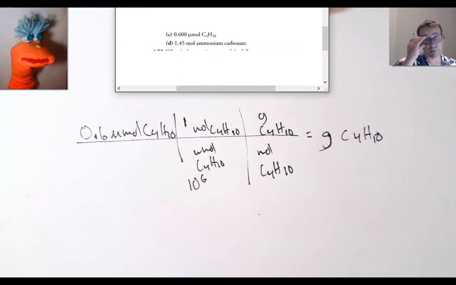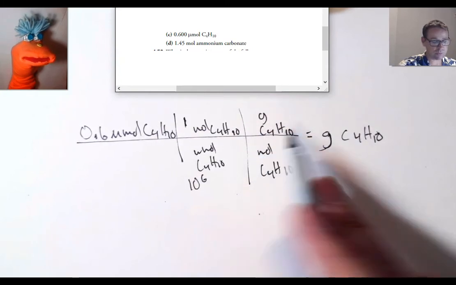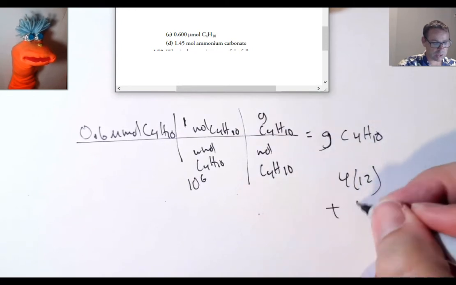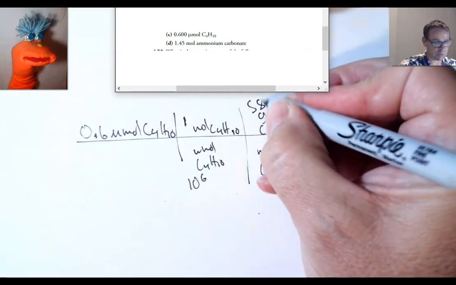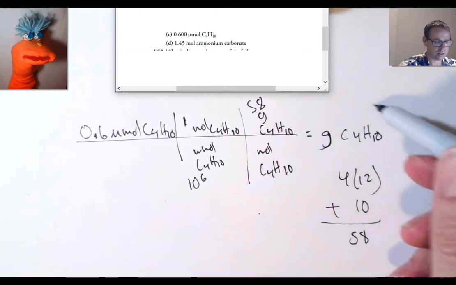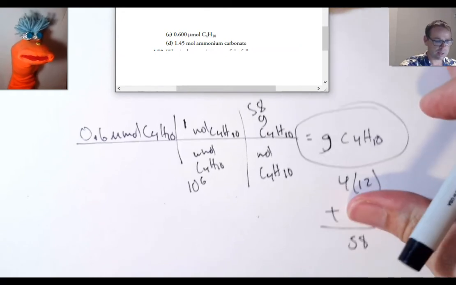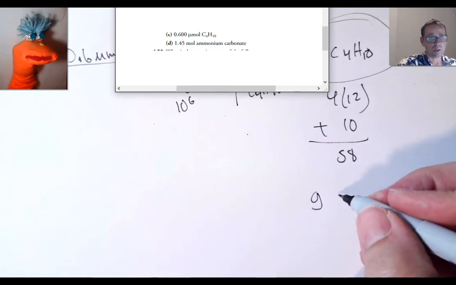C4H10, this is what we're going to have to add up, unless you know the name of it. I know the name of it, but I think that most of us aren't going to be able to remember. So we can't ask Google. C4, that's 4 times 12. H10 plus 10. So we got 48 plus 10, 58 grams per mole. All right. So 0.6 divided by 10 to the 6th times 58, and that'll tell us how many grams of C4H10. All right. Excellent. Now we're going to go for the last one here, grams of ammonium carbonate.